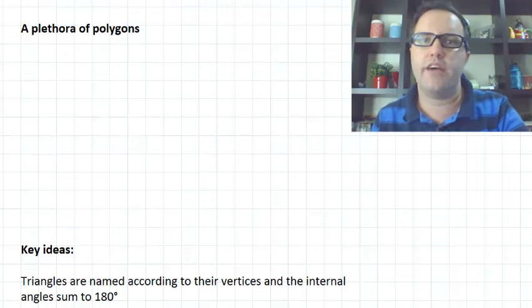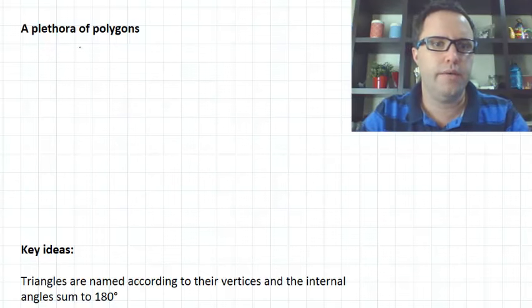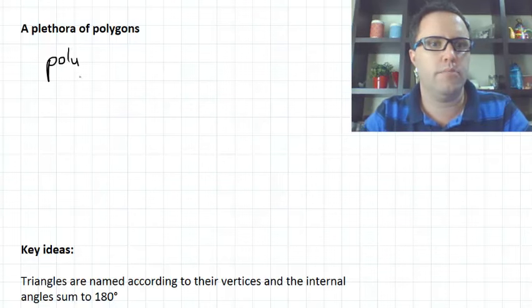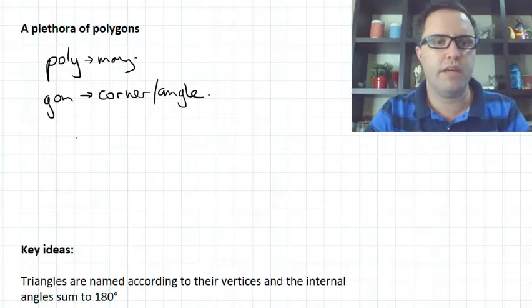Alright, so we have a plethora of polygons. Now, polygon means, poly is many, gon is corner or angle. So it means things that have many corners or angles.